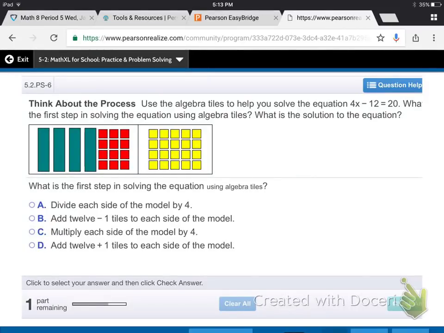Okay, boys and girls, here we are. We're starting a new lesson today, and we're going to be solving two-step algebra equations.